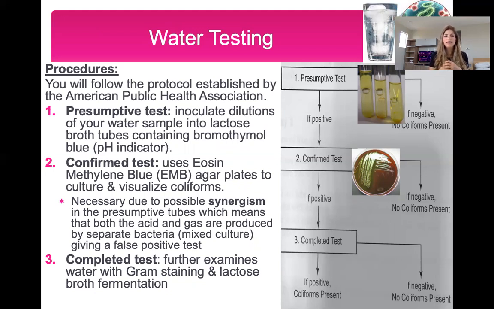And that confirm test uses this EMB agar plate, which we will talk about, to look at coliforms and determine the type of coliforms. And one reason we do the confirm test is because the presumptive test can give you a false positive. And then finally, if that gives you a positive result, meaning coliforms are present in your water sample, you do a completed test, which again, just does more gram staining and more growing the organisms in lactose, just to get a better idea of what exact coliforms and potential pathogens there are.